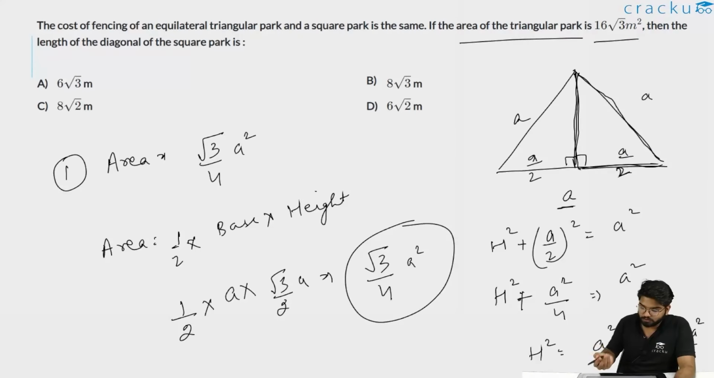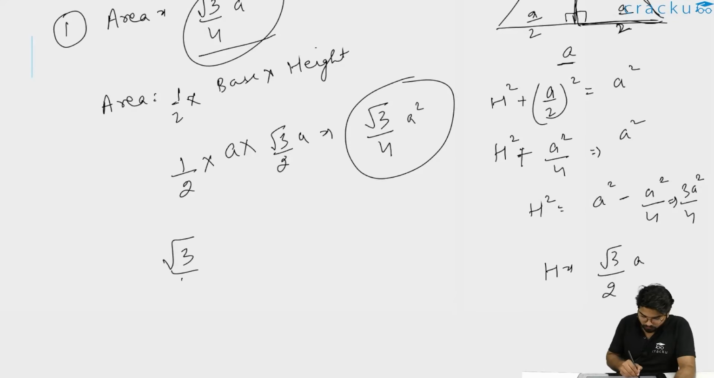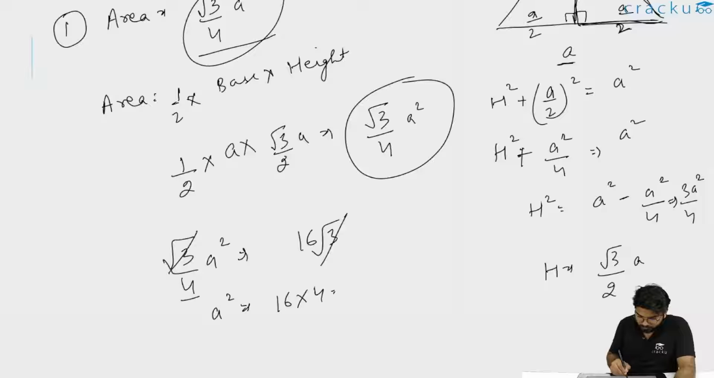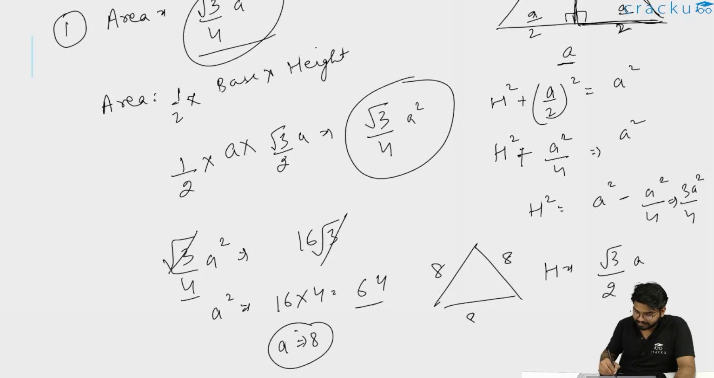So basically, if you know the side, you can directly put the value of the side into a and get the area. We are directly given the area, that is 16 root 3. So root 3 by 4 a square is equal to 16 root 3. Root 3 and root 3 cancel out. This 4 will come out here, so 16 into 4 will be 64, or a is 8, because 64 is the square of 8. So we have got the side of the equilateral triangle. All the 3 sides are 8, 8 and 8.